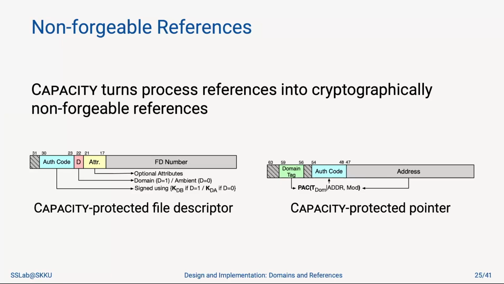Capacity components turn process references into non-forgeable cryptographic references. The two forms of Capacity references are the signed file descriptors and the pointers.